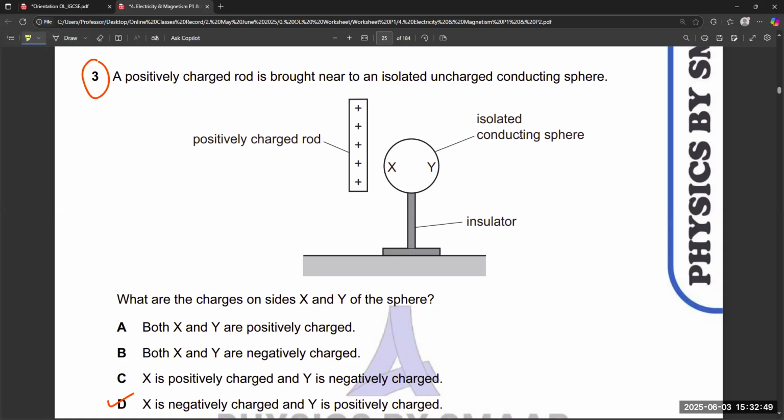Because the sphere is uncharged, it has to be so.